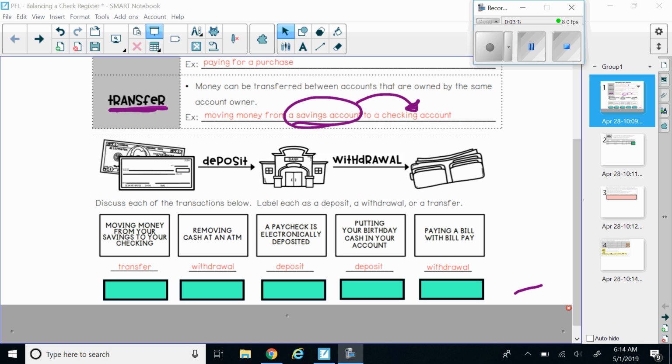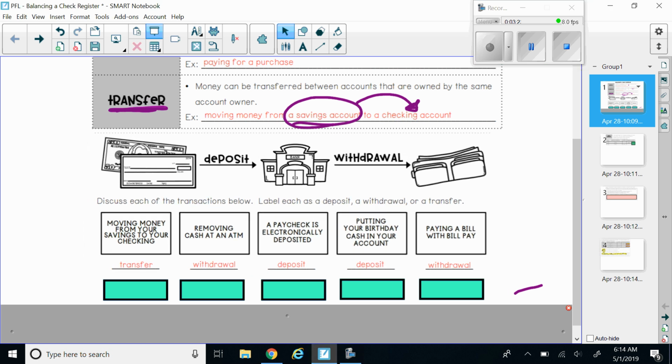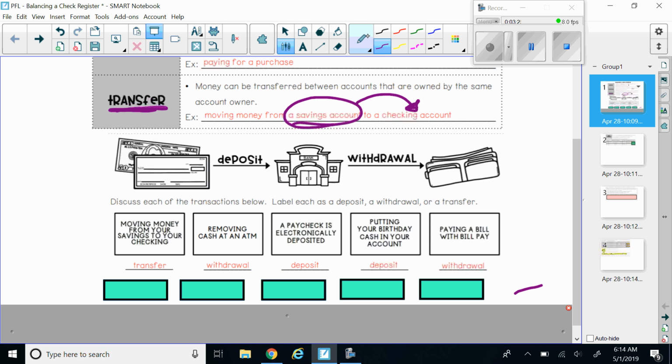Okay, so checking these out, you have a transfer because this is moving money, so that's your key. This is removing cash, so you think that's like subtraction, that's a withdrawal. Deposited, you know that's like a positive. Putting money in, that's a positive, so that's a deposit. And then paying, so you're paying for something, that's a negative.